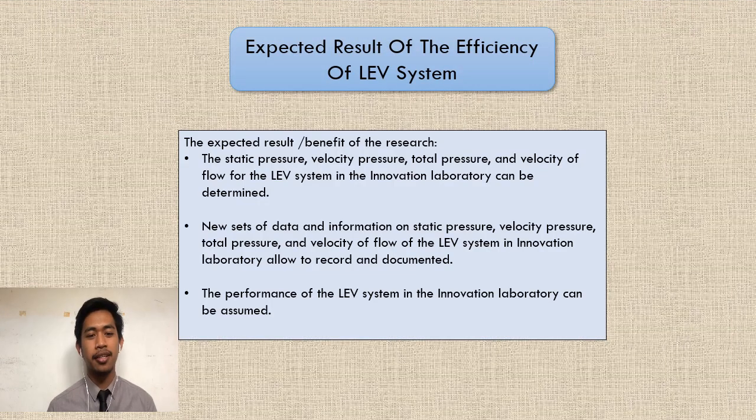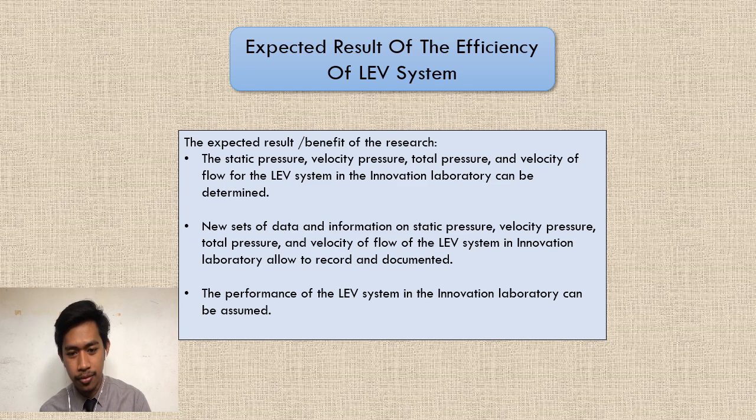Okay, and then the expected result for the efficiency of the LV system. The first one is that static pressure, velocity pressure, total pressure and velocity of the flow of the system can be determined. And then the data and information on static pressure, velocity pressure and total pressure are recorded and documented and can be compared with the latest one.